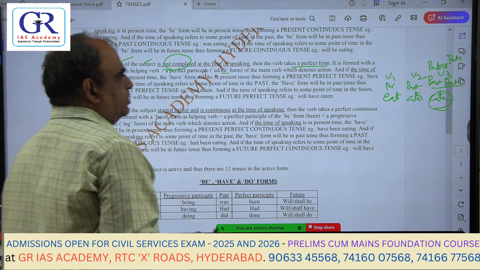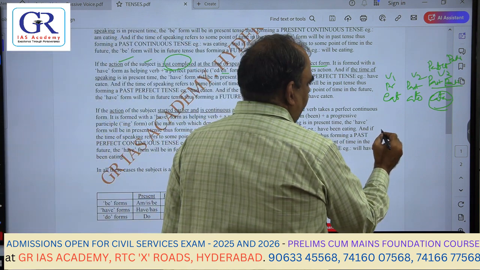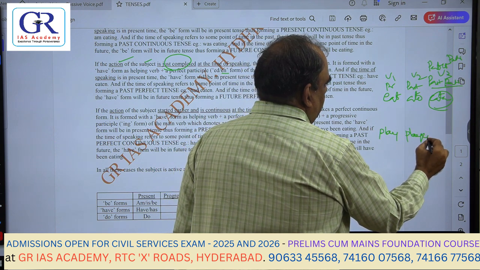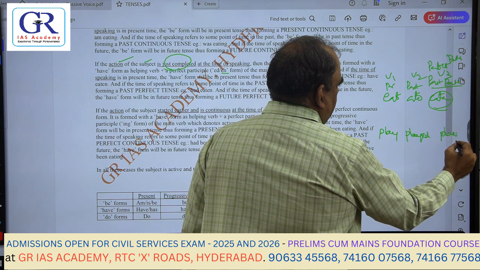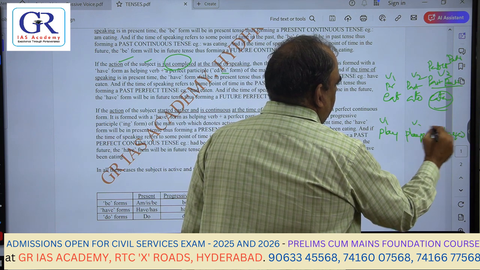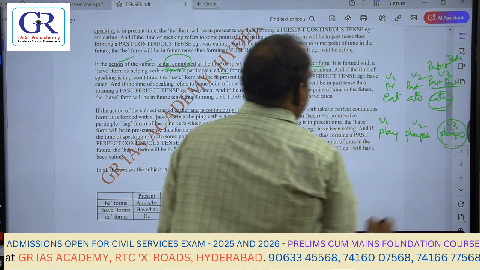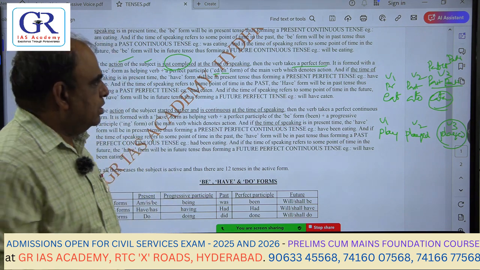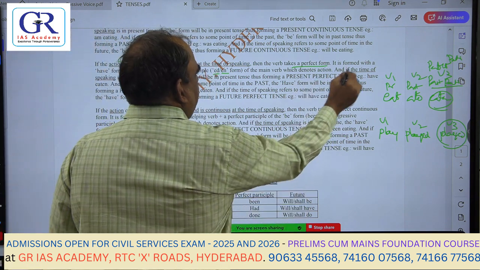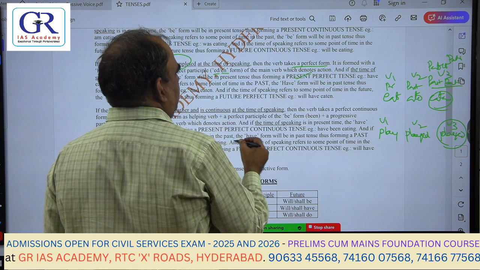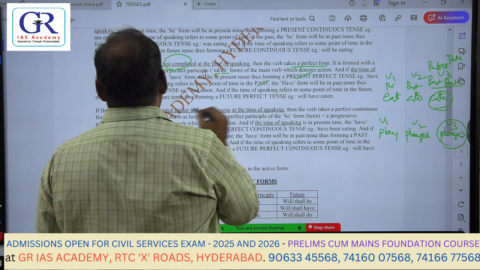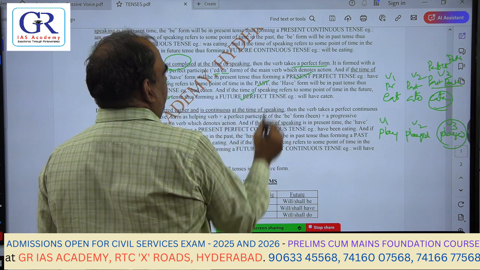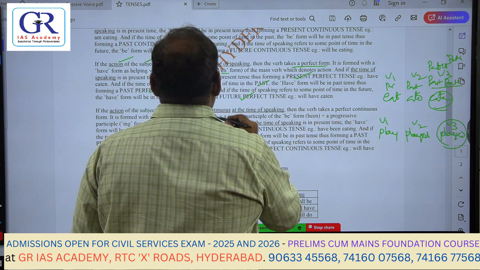Eaten will come. Suppose instead of eat I take play, then what will come? Play, played, played. So V1, V2, V3. So that is ED form. ED, EN form or perfect form is that. If the time is present, then we call it present perfect tense. If the time is past, it will be past perfect tense, and if the time is future, it will be future perfect tense.